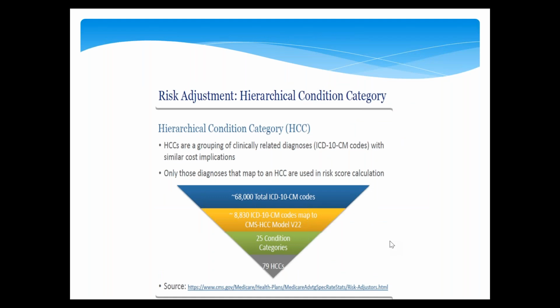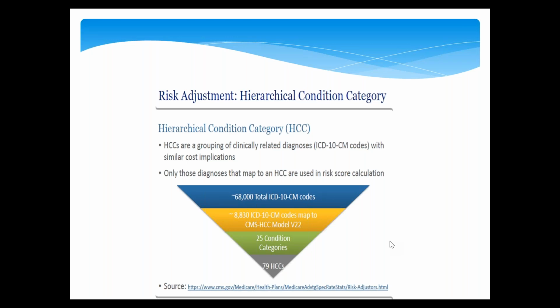The critical thing to understand is these hierarchical condition categories. These are groups of clinically related diagnoses, the ICD-10s, with similar cost implications. So only the diagnoses, though, that match to one of these categories are used in the risk calculation. You have almost 70,000 ICD-10 codes. Only 8,800 of them map to these risk score categories. Of that, you have 25 condition categories and 79 of these actually HCCs.